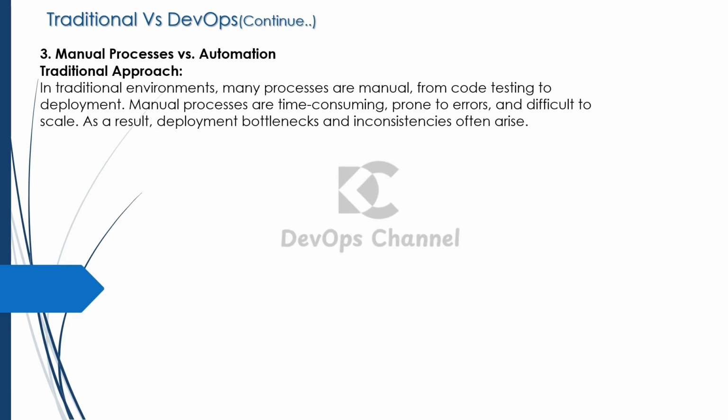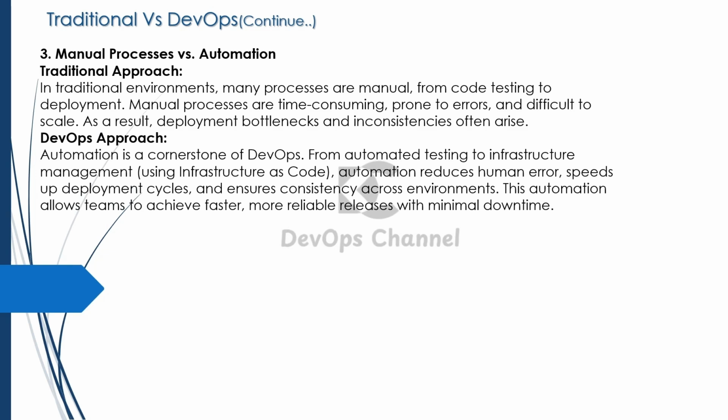The next one is manual process. Everything is manual in the traditional approach. From code testing to deployment, it is time consuming, prone to errors, and difficult to scale. Basically, deployment bottlenecks and inconsistencies often arise while doing it manually. Whereas in DevOps we have automation. There are various tools for automation. If you want to do continuous integration, you can use tools like SCM for GitHub, and for continuous building we have Gradle. If you want to continuously deploy, then there are many tools available in DevOps for automating the builds, right?